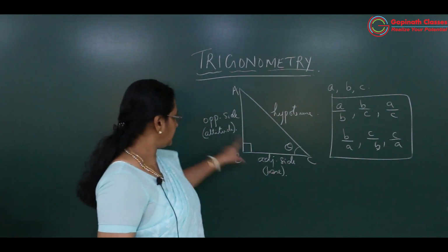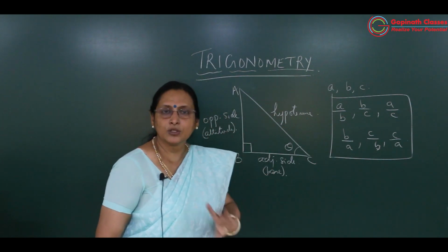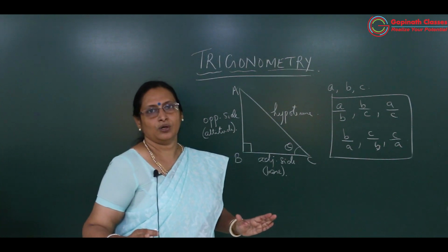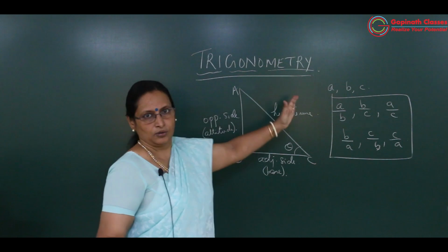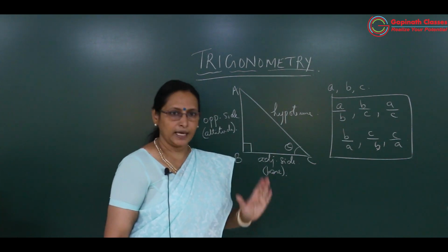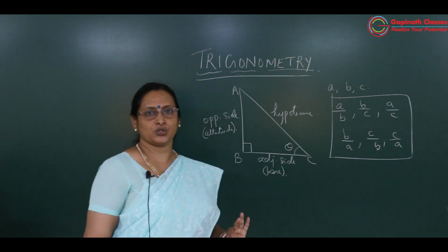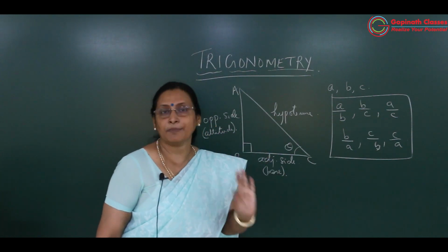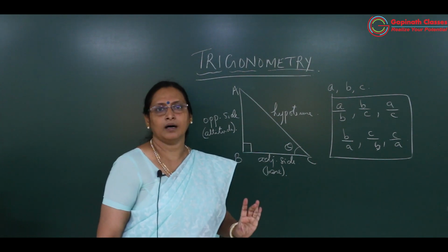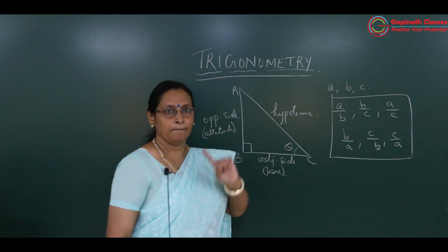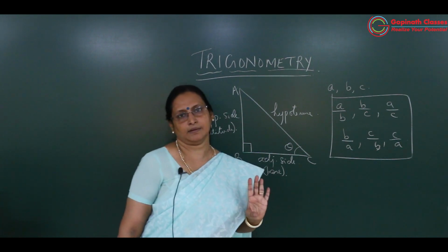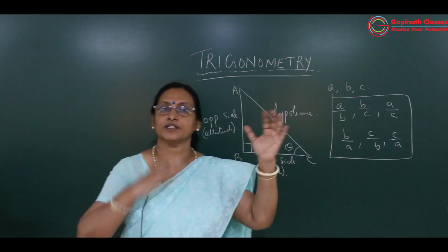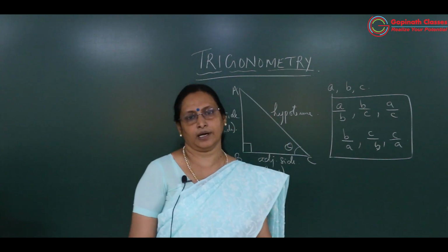So, with these 3 sides, we can make 6 basic ratios. These ratios of the 3 sides of a right angle triangle make the trigonometric ratios. Trigonometric ratios are the absolute basics, the alphabet of trigonometry. These are the 6 ratios made by the 3 sides. So, trigonometry deals with the ratio or the relation of the sides and angles of a right angle triangle.